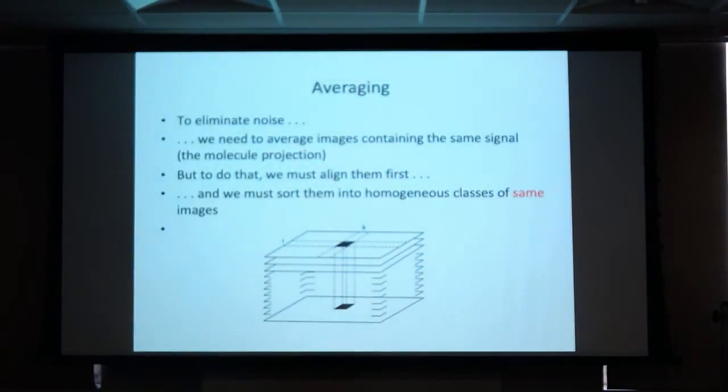So to eliminate noise, we need to average images containing the same signal, the molecule projection. But to do that, we must align them first, and we must sort them into homogeneous classes of same images. In the example that I just showed you, there are at least two different conformations. So it doesn't make sense to lump all the data into one bin and average overall, because then we get blurring of very important features. Okay, so with this, I just want to signal that we need to have some way of classifying and sorting images. And I'll come back to this later.